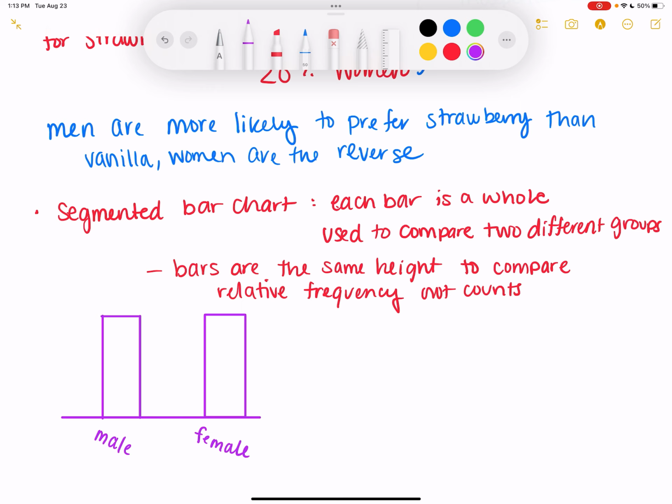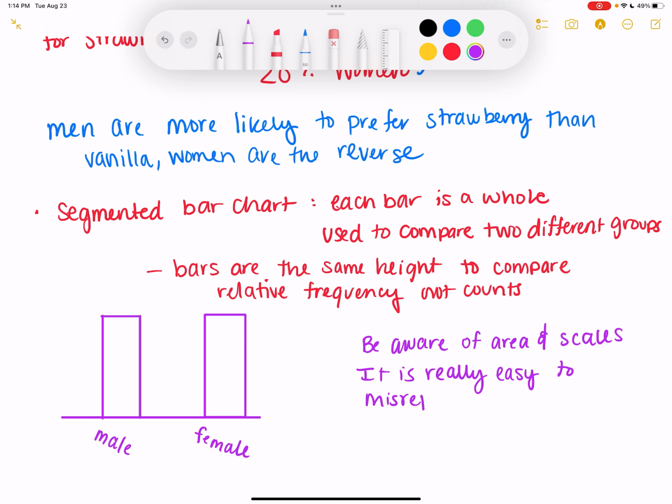Okay, and then just a note really quick before we color them in. Be aware of area and scales. It is really easy to misrepresent data using inaccurate graphs or scales.